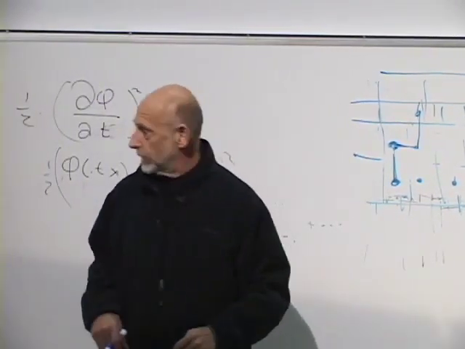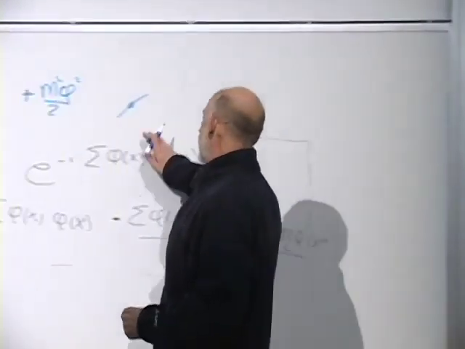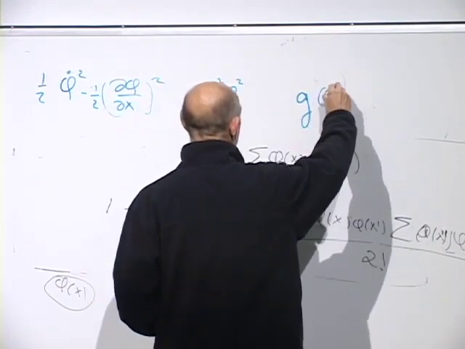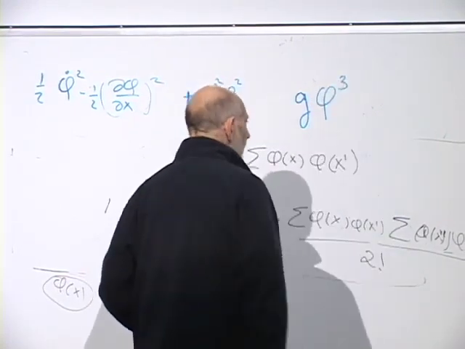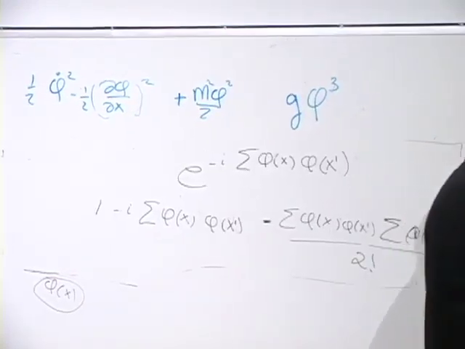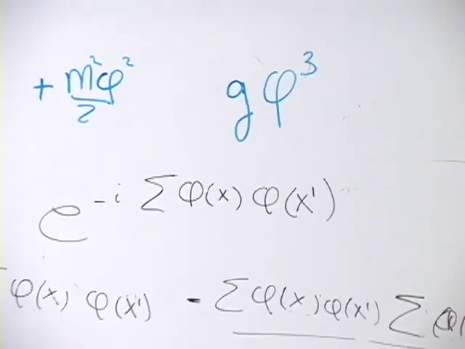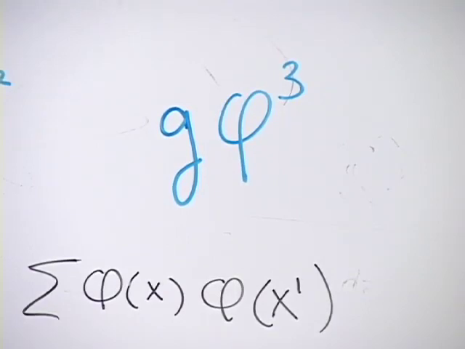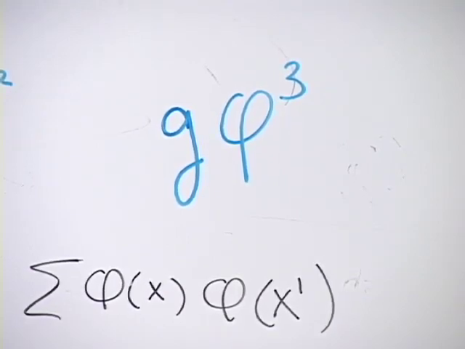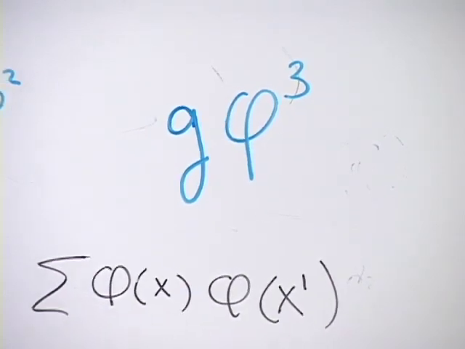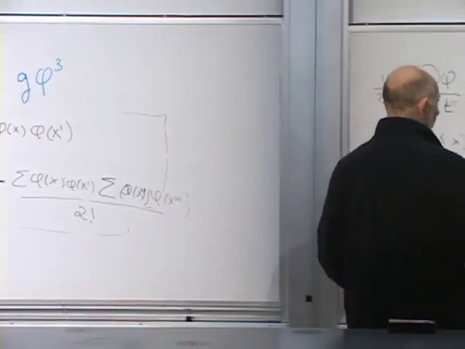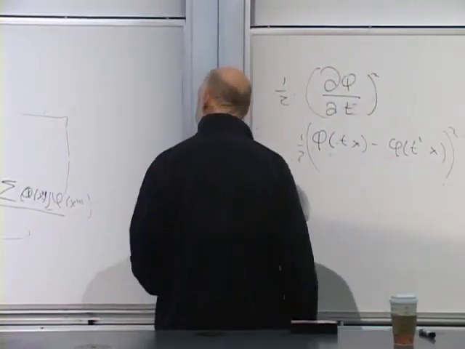All right, but more interesting are the more complicated terms, things like phi cubed. Phi cubed can do a number of things. It can annihilate one particle and create two particles. It can annihilate two particles and create one particle. It can create three particles. It can annihilate three particles. All right, so that's a new kind of thing that can happen on this checkerboard here.